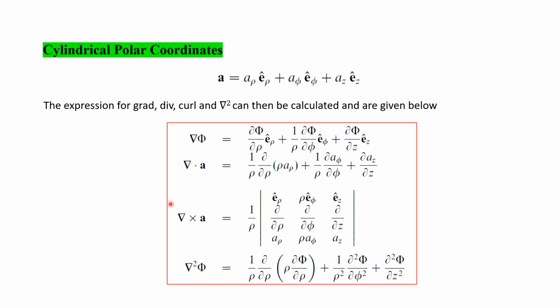And then this one here is for your curl. So you just take the determinant of this matrix here, and you get your cross product. This is just the same process as in our previous discussion. And then for your Laplacian, your del squared Phi is given by this expression here. So you can pause this video for a while to examine these expressions. This is also given in the book Mathematical Methods for Physics and Engineering by K.F. Riley, Hobson, and Bence.